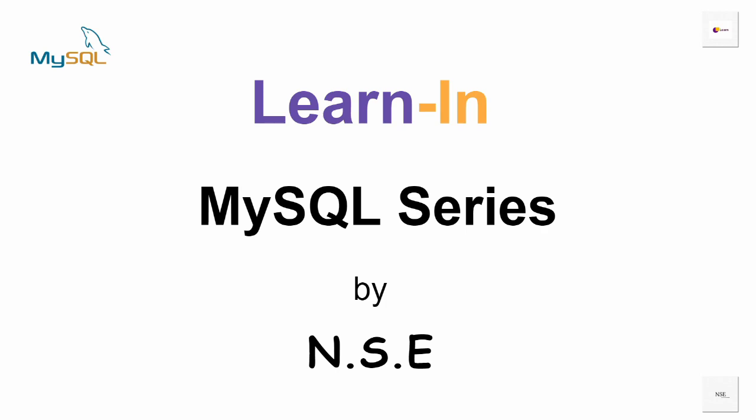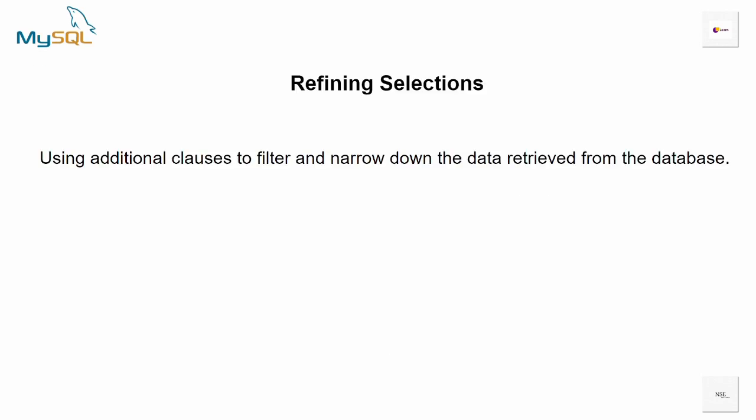My name is Nse. Today we are going to talk about refining selections. Refining selections involves using additional clauses to filter and narrow down the data retrieved from the database. It basically allows you to further control the results that you get from your selections. Let's see some of these clauses and how they work.